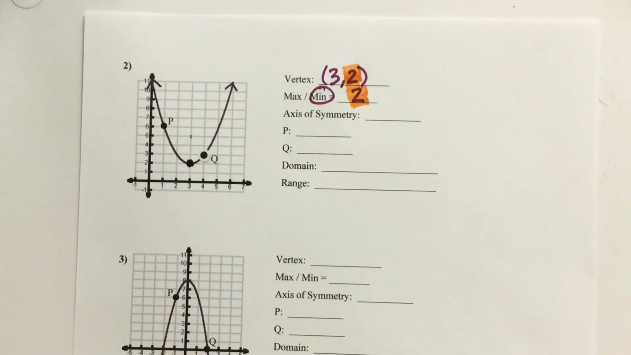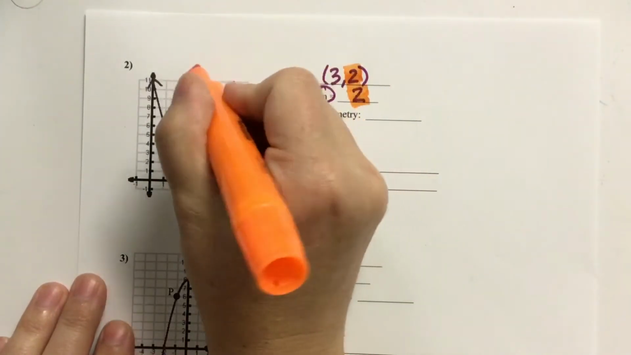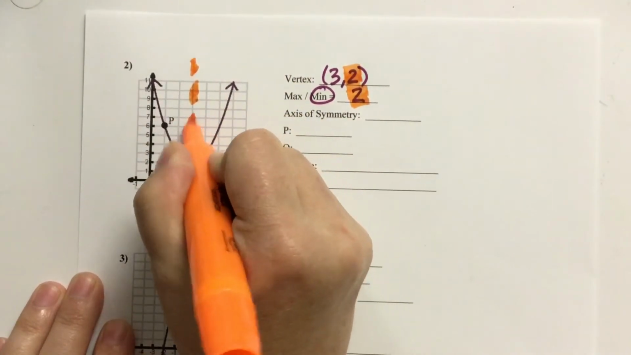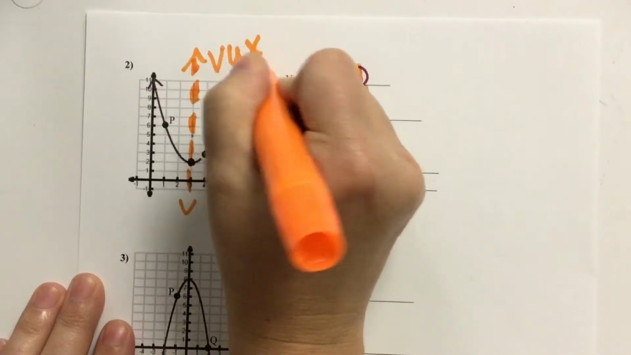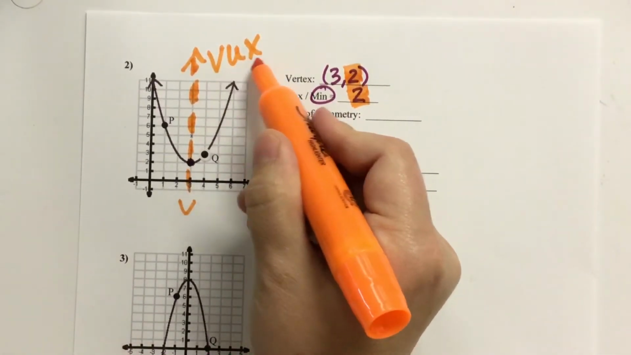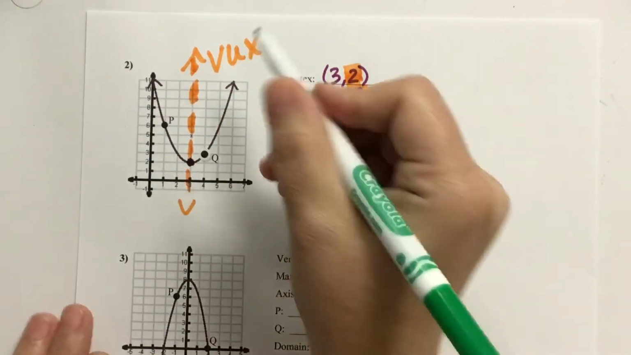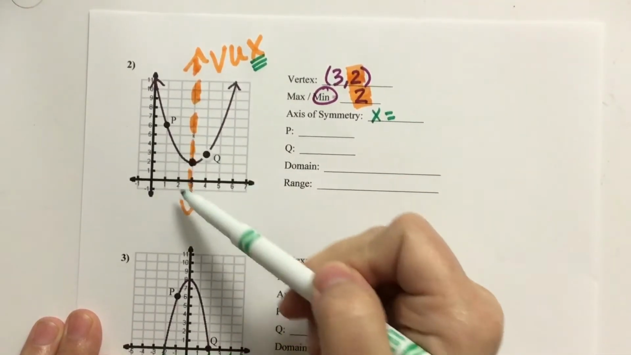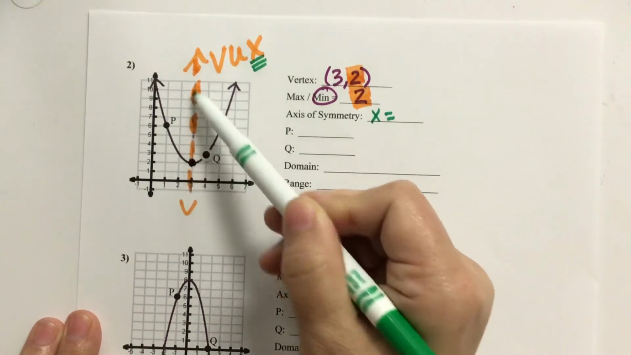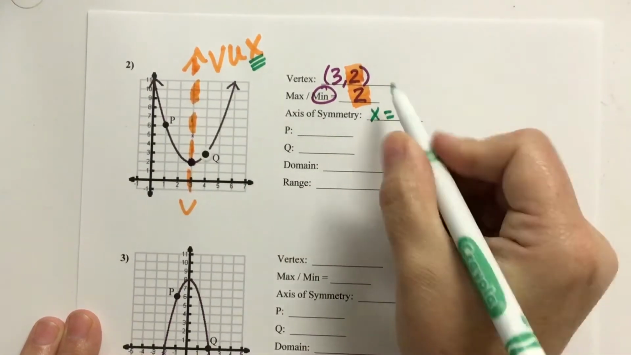All right, the axis of symmetry is this vertical line that splits your parabola in half. Remember, all vertical lines are vuxes. Vertical line, undefined slope, x equals for the equation. So it's going to say x equals, and then what's your x value everywhere on this line? Your x is a 3.